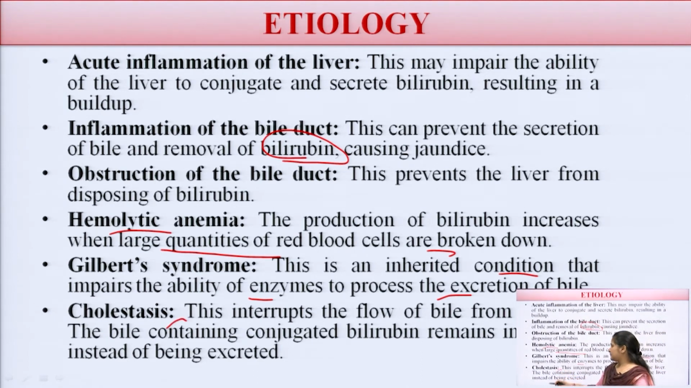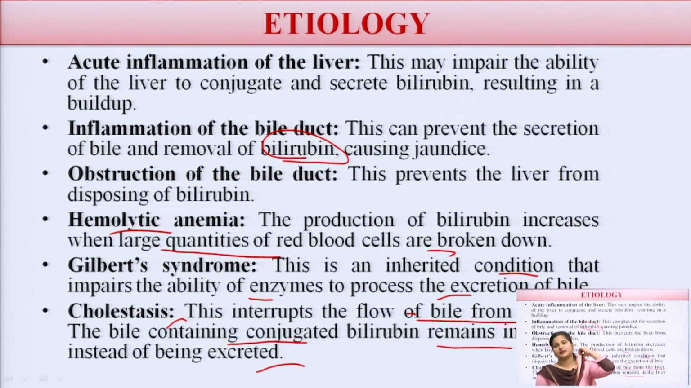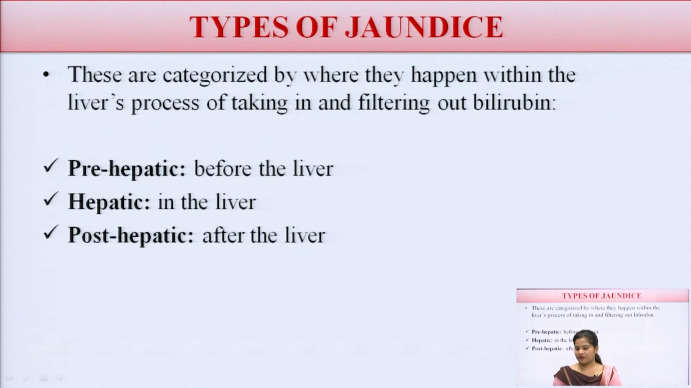And the next one is cholestasis. Cholestasis interrupts the flow of the bile from the liver, so the conjugated bilirubin remains in the liver instead of being excreted. It means that because of cholestasis, the bile will not be removed from the body, it will remain in the blood stream.